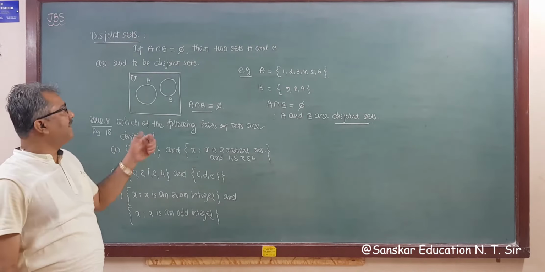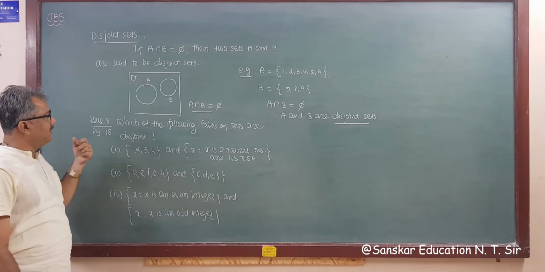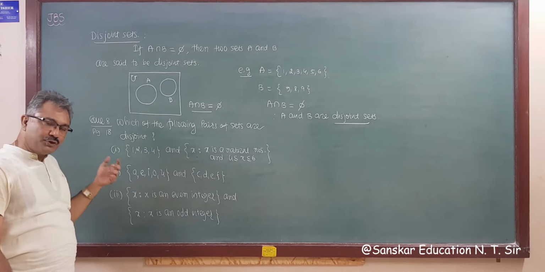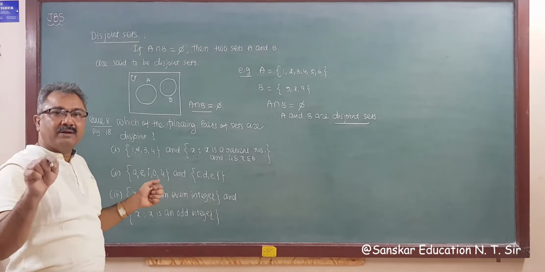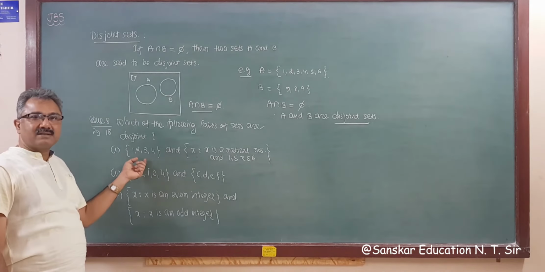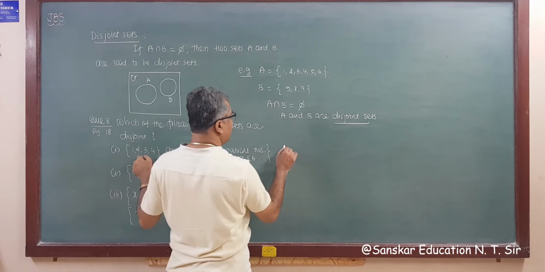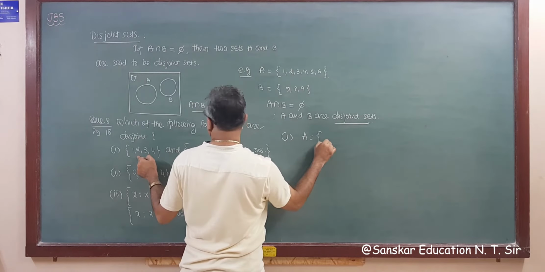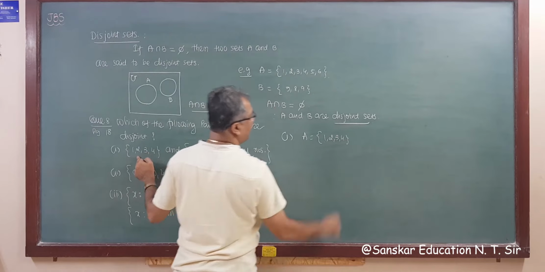To clarify this definition, we have one question. Question number 8, page 18. Which of the following pairs of sets are disjoint? So we have to find the intersection. If the intersection is phi, then the set pair is disjoint. Suppose we take this as the first answer. First, A is equal to 1, 2, 3, 4.